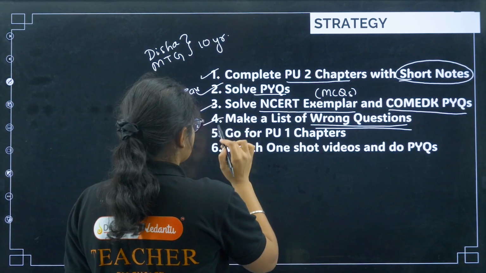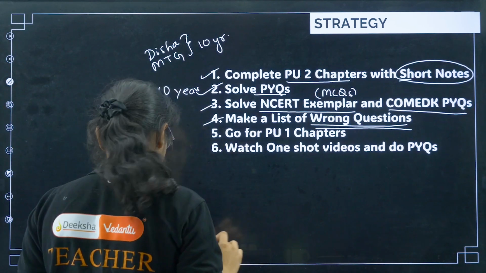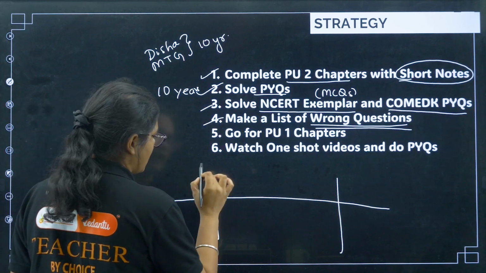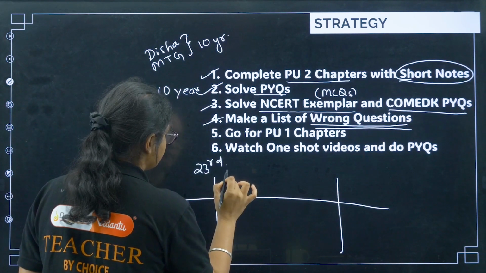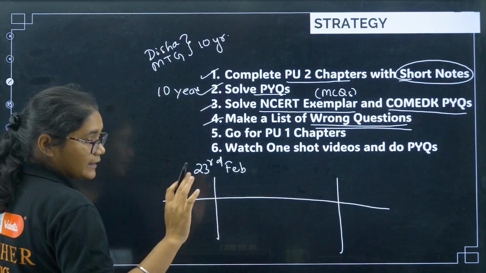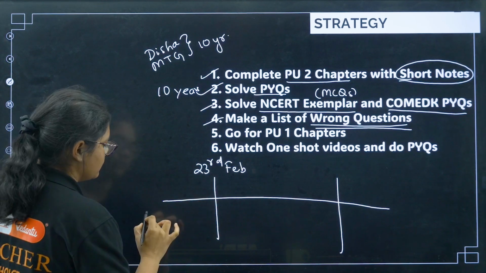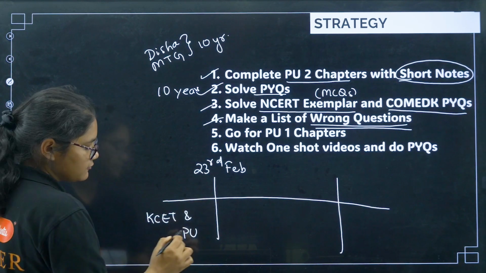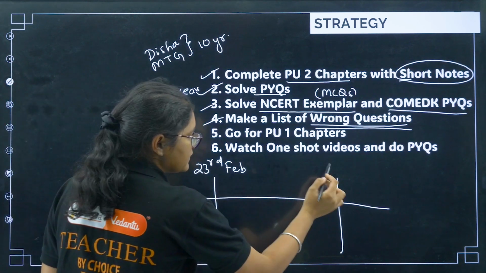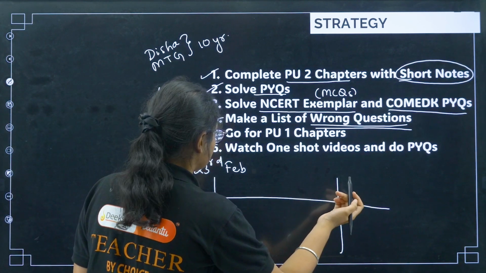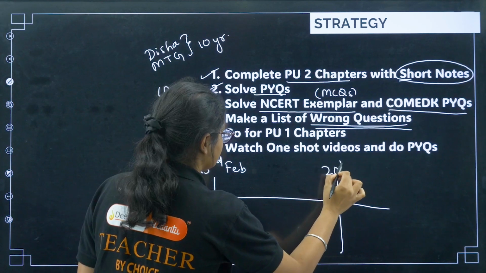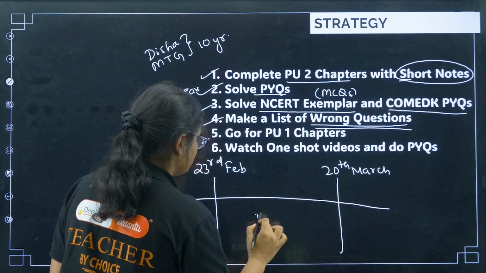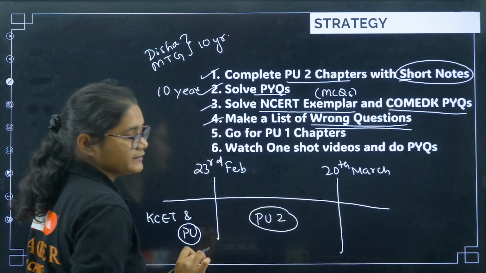Next, after this is done, if you have time, I'll be giving you a small calendar. From now till 23rd of Feb, if you are getting more than 85% in your PU, then focus both on KCET and PU right now. Otherwise, focus only on PU. Next, 23rd Feb to almost 20th March, because your exams are there, from here to here you have to only do PU2, because you are having final exams here.